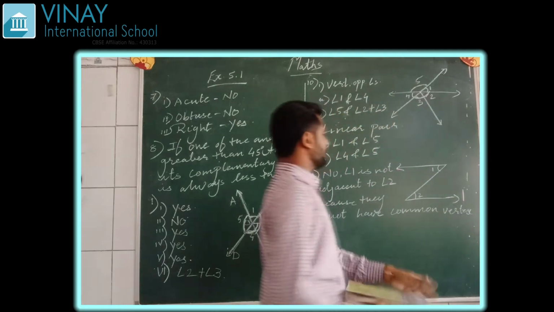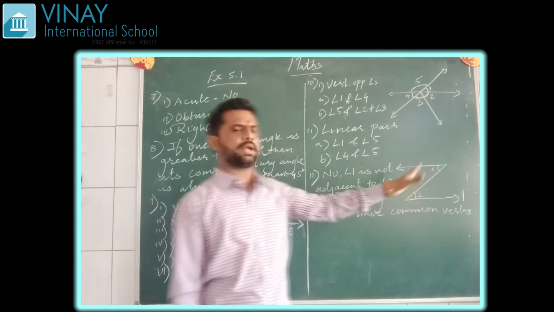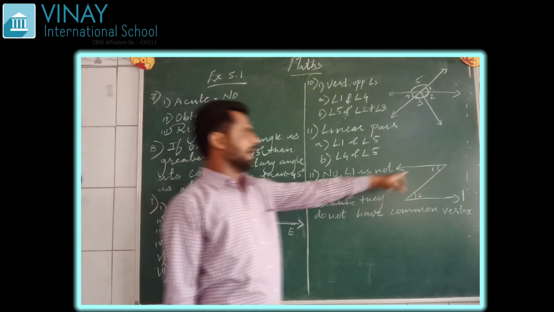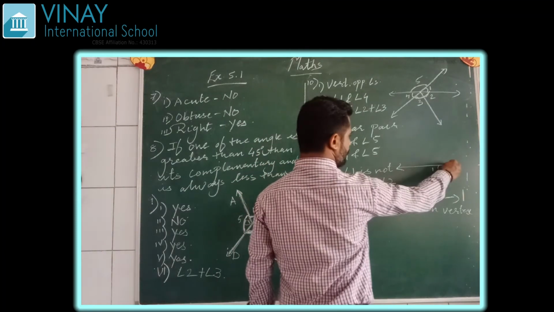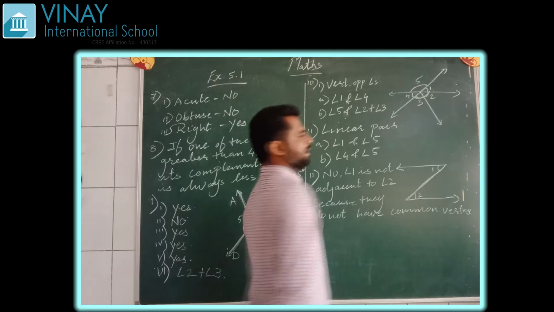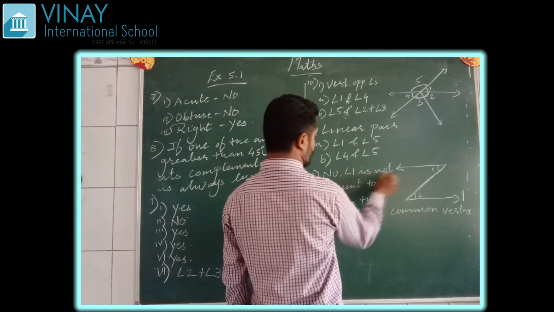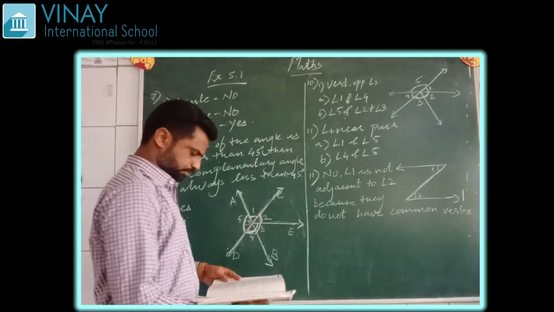We know that for adjacent angles they should have a common arm and also a common vertex. In this figure we will find that angle 1 and angle 2 have a common arm. This arm is common between them, but there is no common vertex, and so we can say that angle 1 is not adjacent to angle 2.